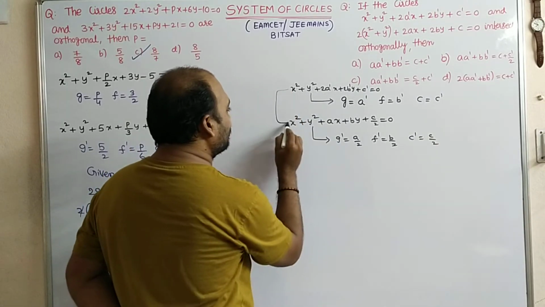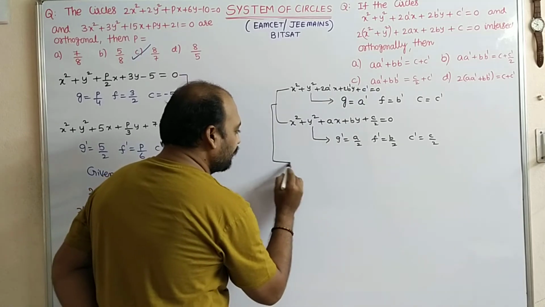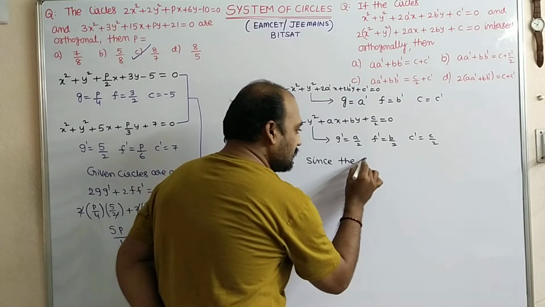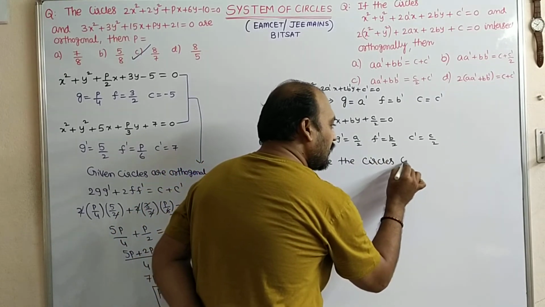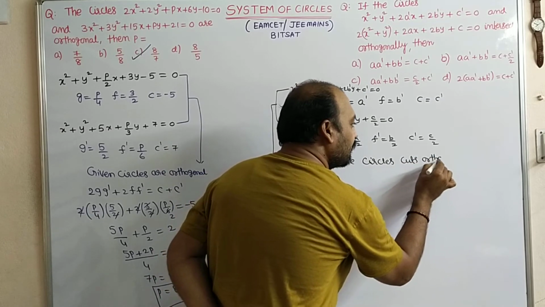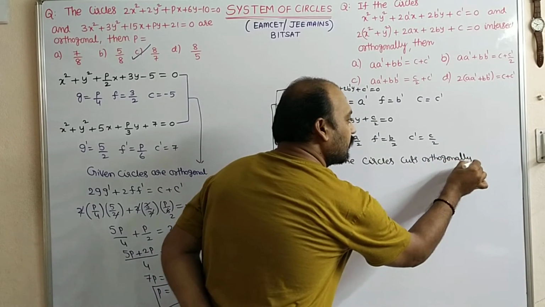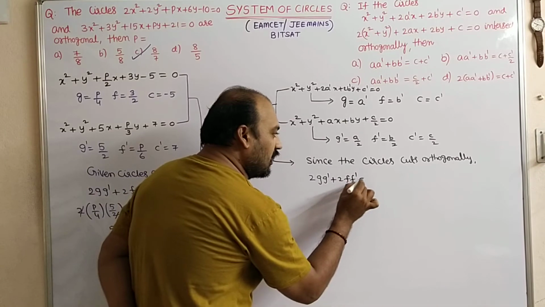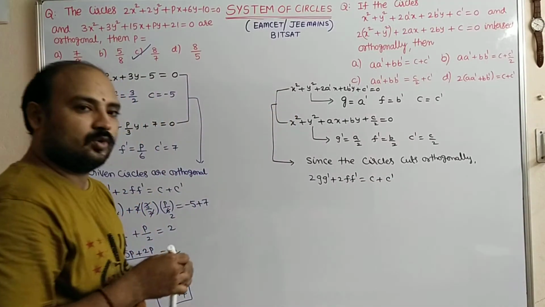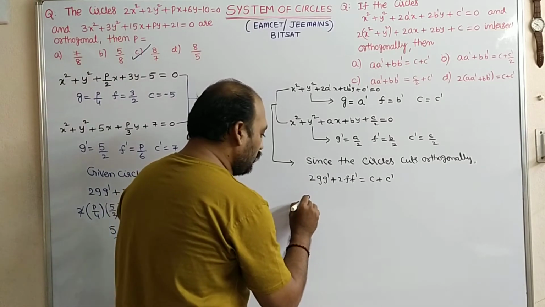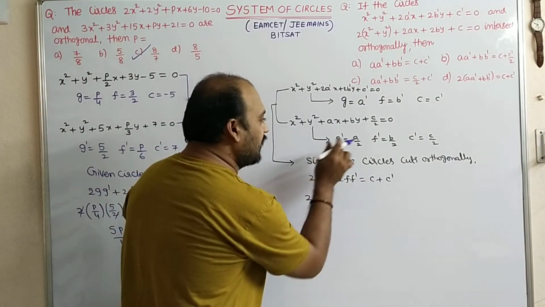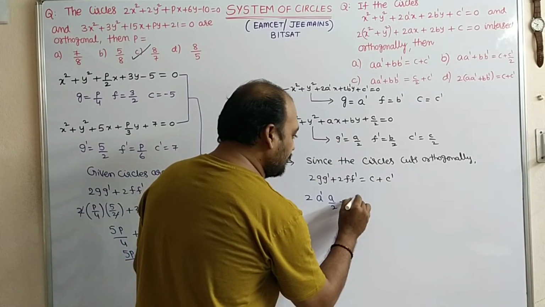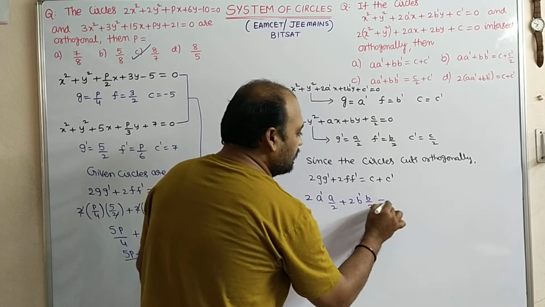Since the circles cut orthogonally, we have 2gg dash plus 2ff dash equal to c plus c dash. So from these values, substitute. 2 into g value, which is a dash, g dash value is a by 2, plus 2 into f value, b dash, f dash value b by 2, is equal to c plus c dash.